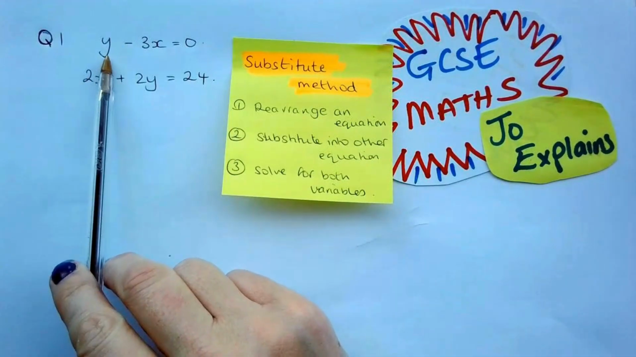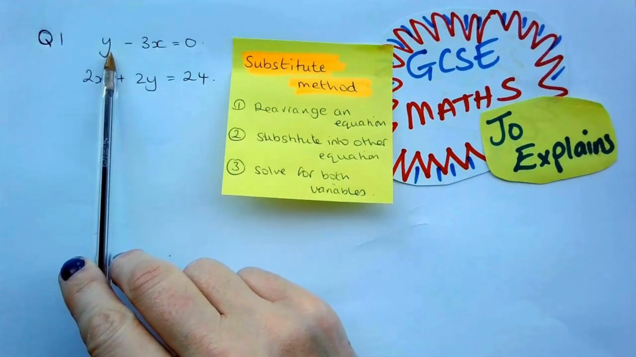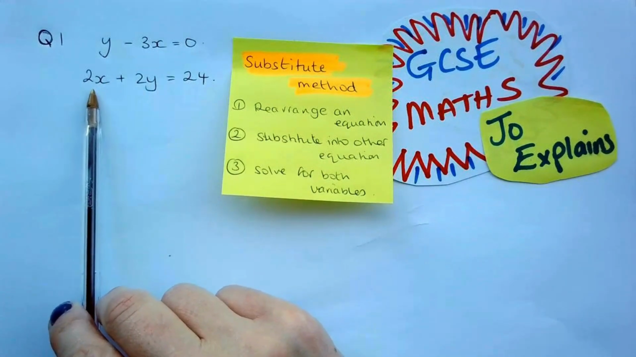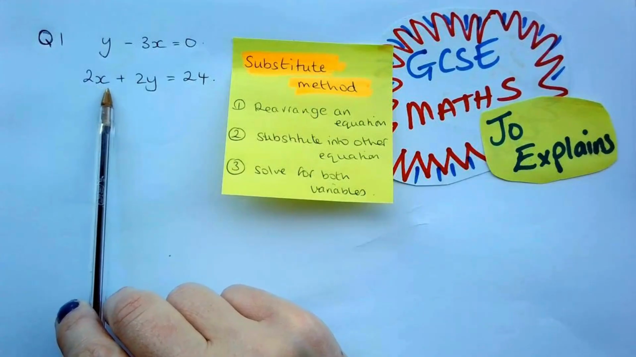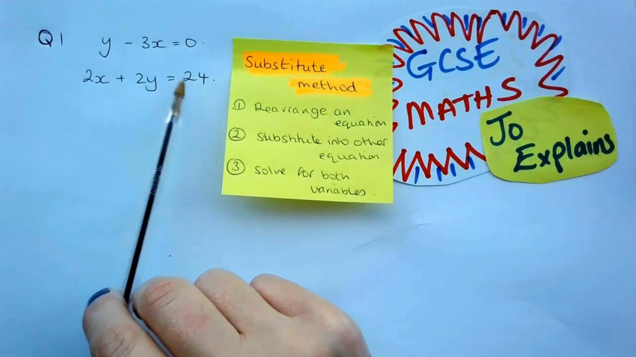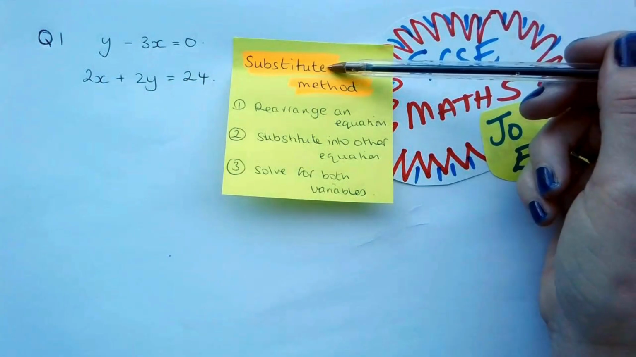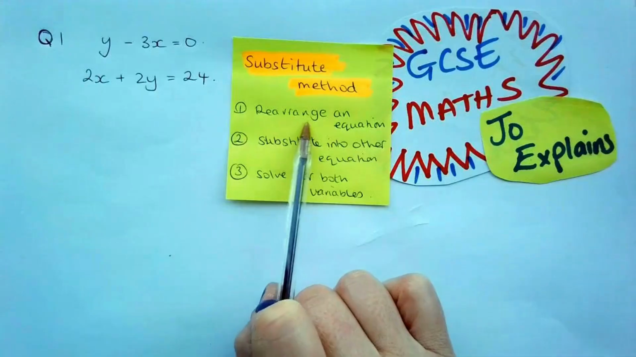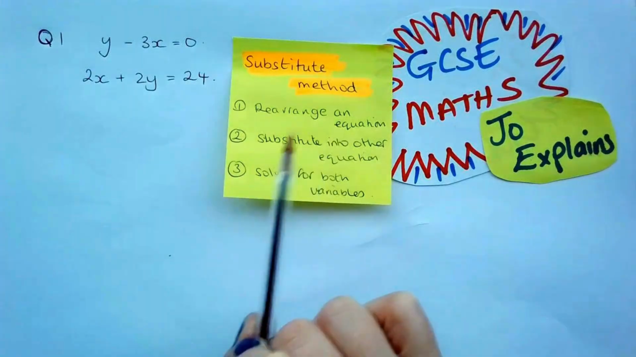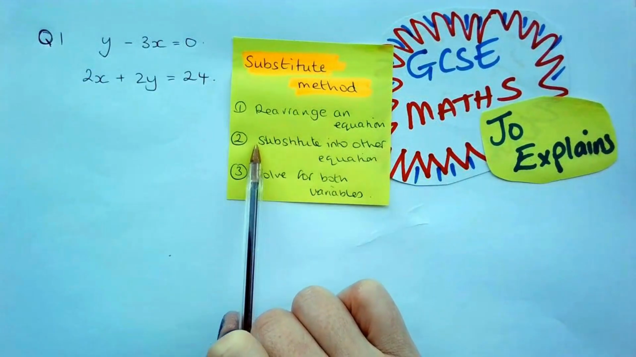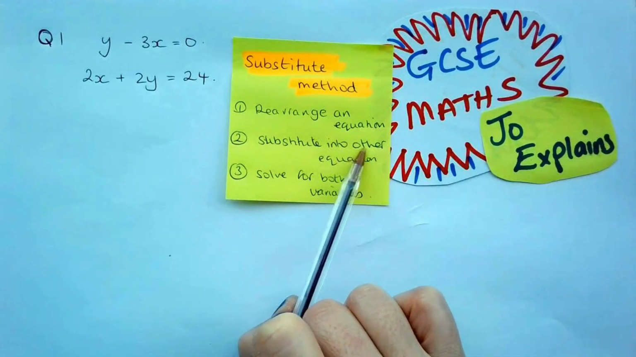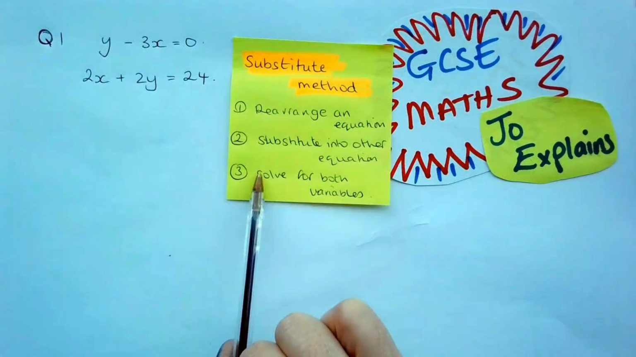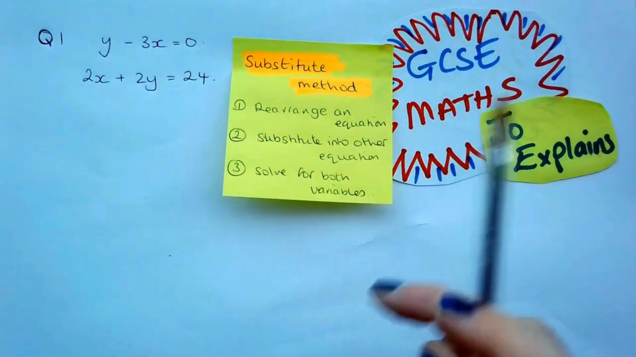So the question looks like this. y minus 3x equals 0, and then the other equation is 2x plus 2y equals 24. So we're going to use this substitution method, and we first of all are going to rearrange one of the equations. I'll talk to you about that in a sec. We're going to substitute into the other equation. This is why it's called the substitution method, and we're going to then solve for both of the variables.